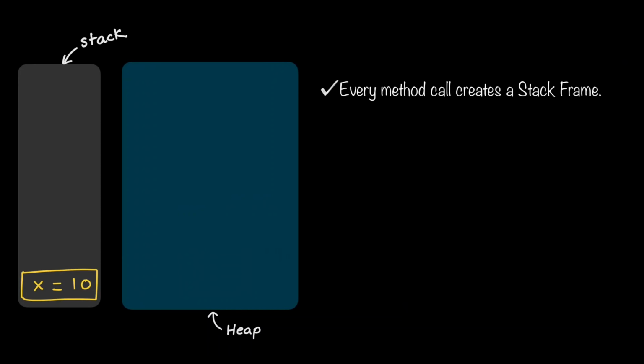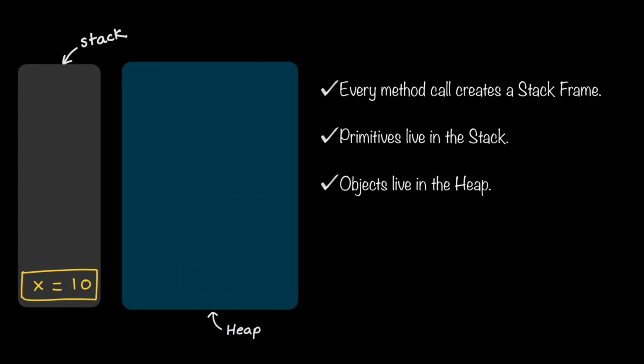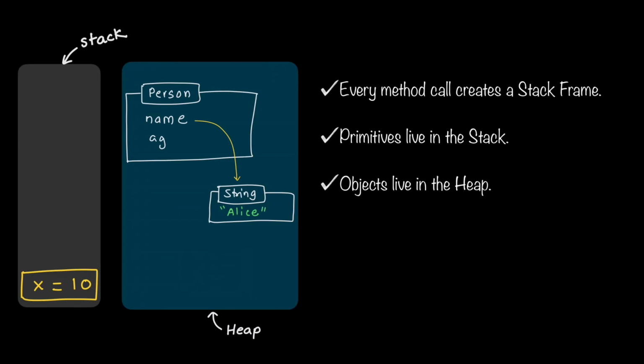So what did we learn here? What we saw is that every method call creates a stack frame. When we called the methods main and modify, both created a new stack frame. The primitive variables live in the stack, so whenever we create any primitive inside a method, it lives on the stack. Objects which are created using new, or string objects, live inside the heap. We have seen the objects that we created were stored on the heap.